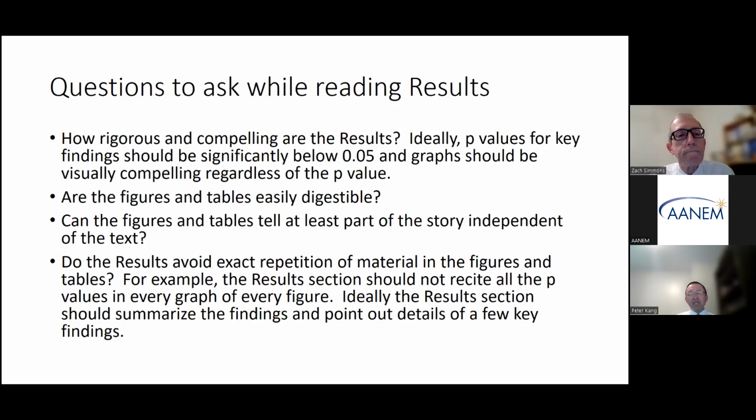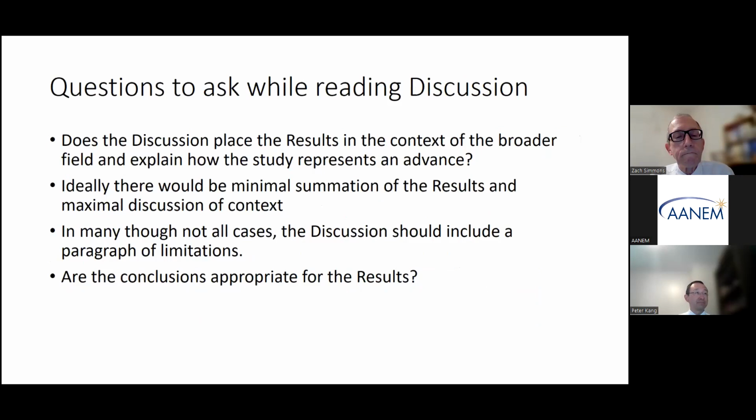And you do want to ask, are the figures and tables easily digestible? Can the figures and tables tell at least part of the story independently of the text? And then you do want to make sure that the results are avoiding exact repetition of material in the figures and tables. For example, you don't want the results section to just replicate everything that's in the table, including all the p-values. That doesn't make for easy reading. Ideally, the results section should be summarizing the findings and pointing out details for a few of the key findings.